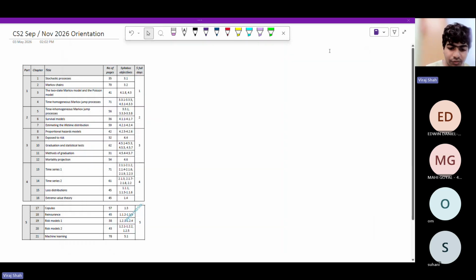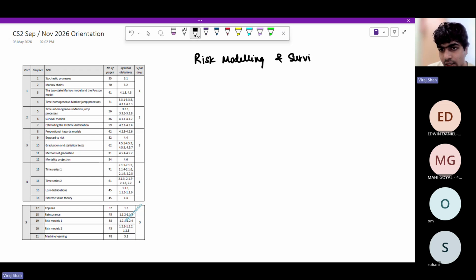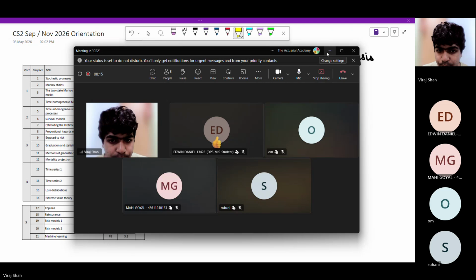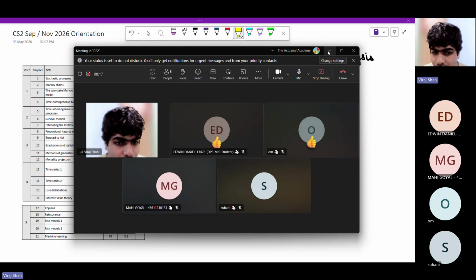Starting with CS2, what is the name of the subject? It is risk modeling and survival analysis. I hope I am audible to everyone. Please let me know if you are not able to hear me. Perfect. Thank you, Edwin. Thank you, Om.